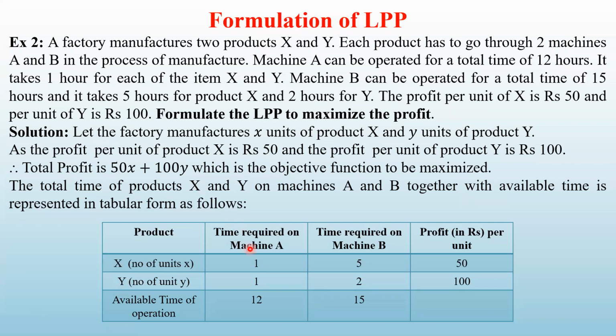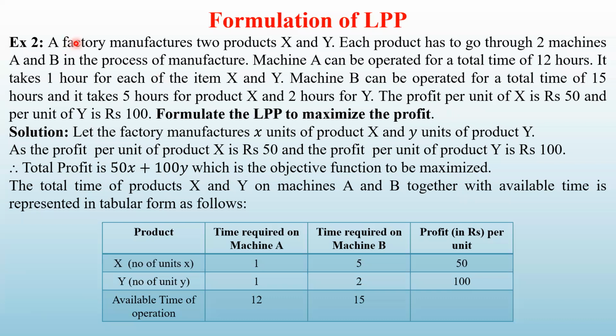Okay. Now in the second column, what I'm writing, time required on machine A, as it is saying that both the products have to go through two machines, A and B. So in the second column, I'm writing time required on machine A. In the next column, time required on machine B. And in the last column, I'm writing the profit per unit. Profit will be in rupees. So profit in rupees per unit. So let us prepare the table. Read the question and write down the figures in the table.